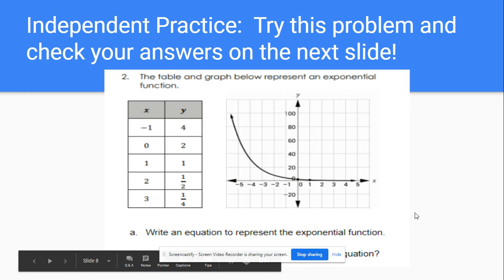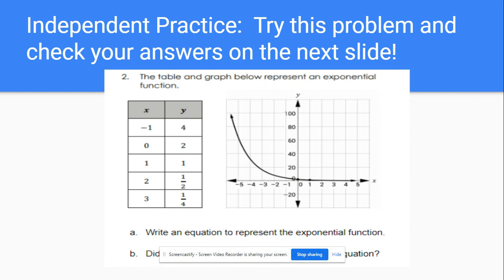What I would like for you to do is to try this problem all by yourself. Use the video. If you want to pause it, rewind it, listen to it again. Hopefully you took notes on that as we went through it, but use those steps and try to complete this problem. After you've tried it, go ahead and click on and you can check yourself on the next slide.